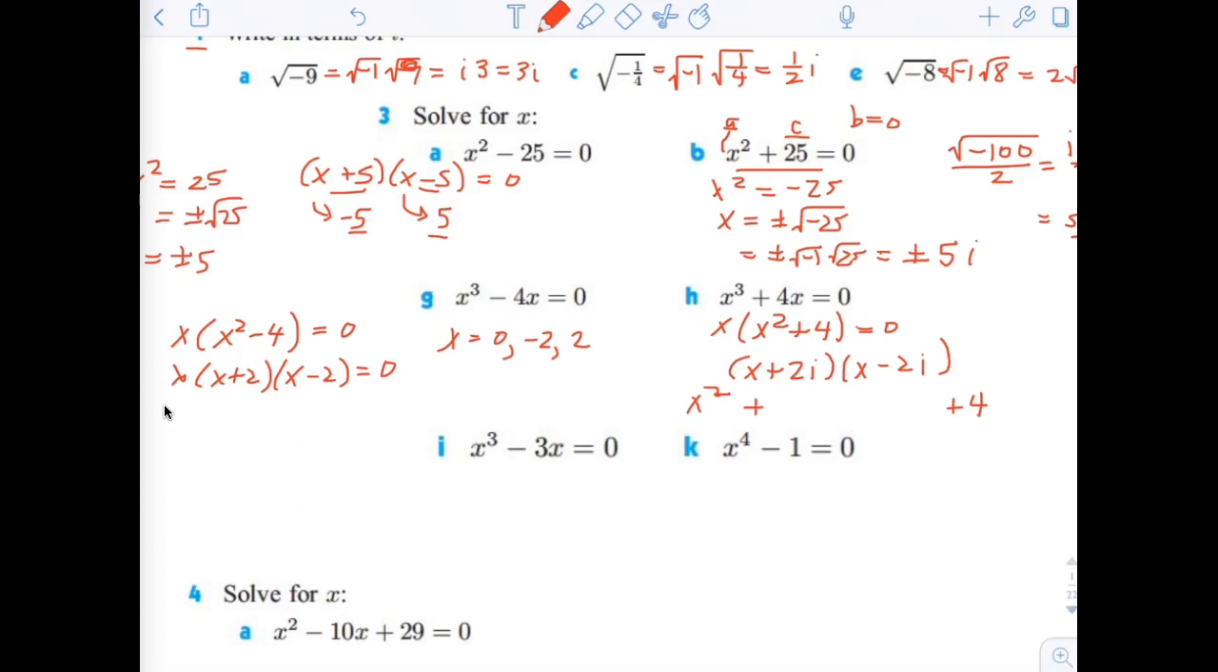And then the middle terms would be plus 2ix and minus 2ix. Do you see how the middle terms cancel each other out? So then you're just left with x squared plus 4. So we figured it out.